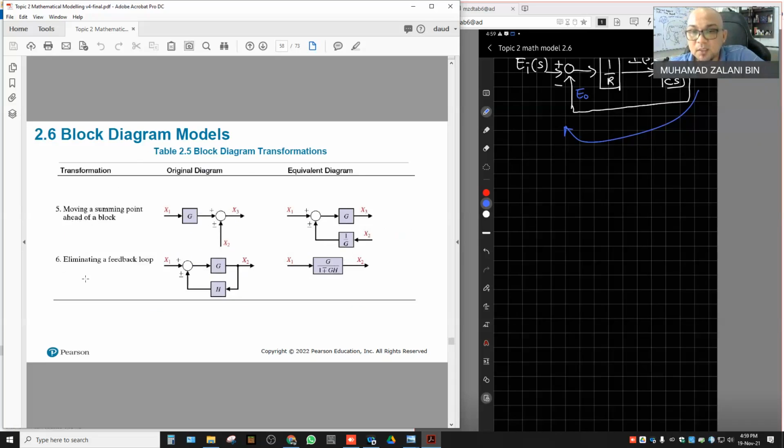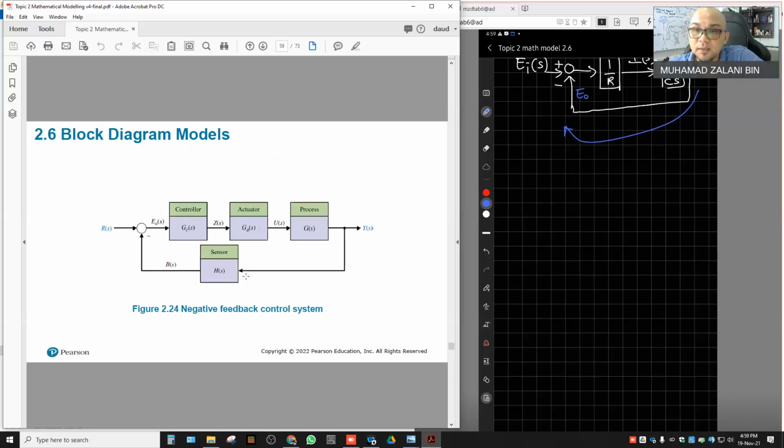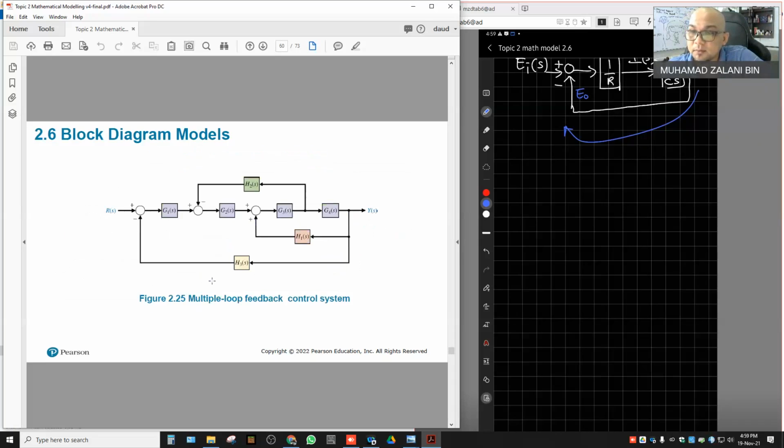And six, eliminating a feedback loop. Okay, so we want to eliminate the feedback loop and it becomes like this. So there is an example here. You can see how we can use this example of multiple blocks of transfer functions. We want to simplify, which we call block diagram reduction.